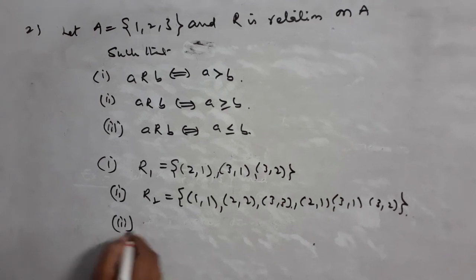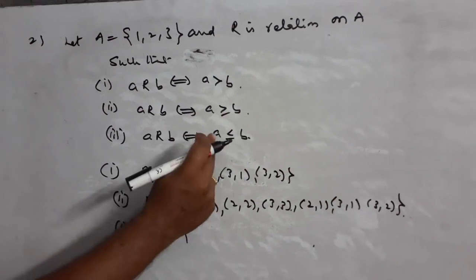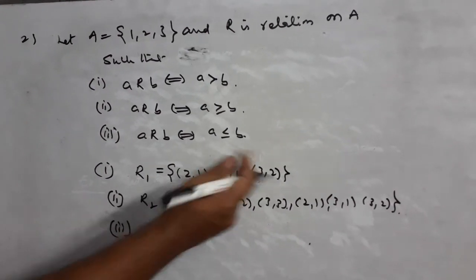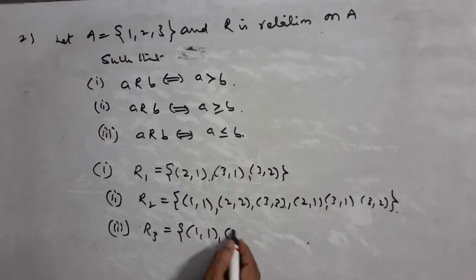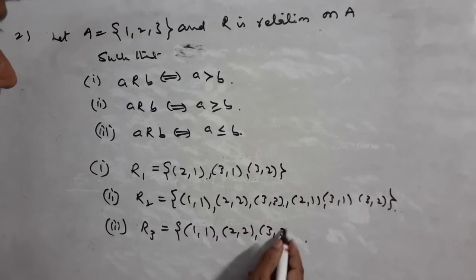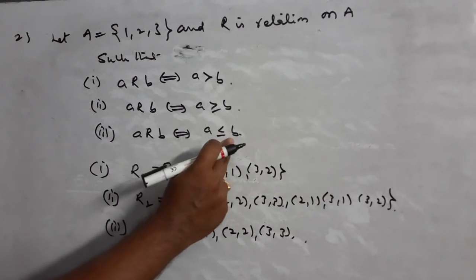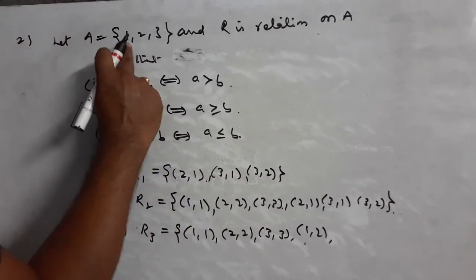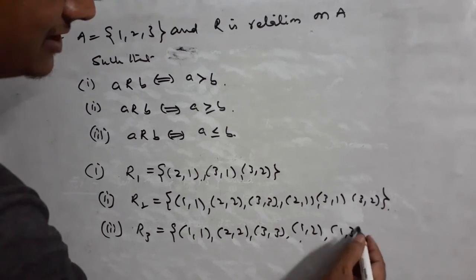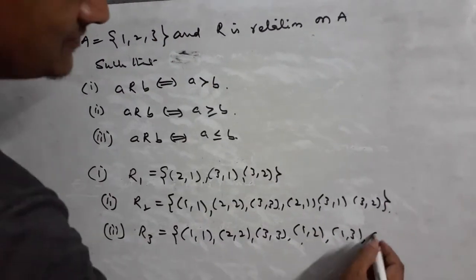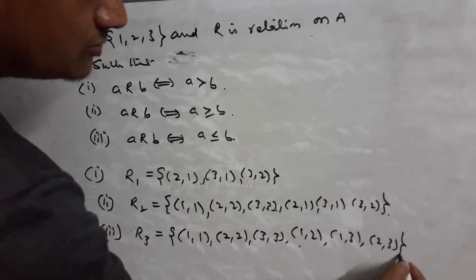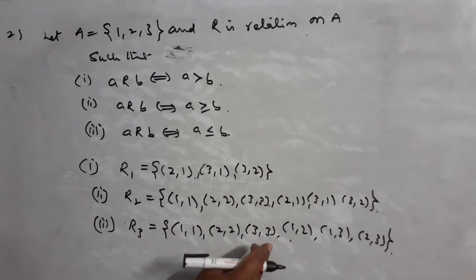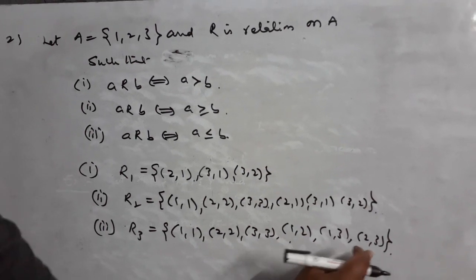The third one, R3: a is less than or equal to b. Equal means we get (1, 1), (2, 2), (3, 3). Next, less than means 1 is less than 2, so (1, 2); 1 is less than 3, so (1, 3); and 2 is less than 3, so (2, 3). So here we get these values: (1, 1), (2, 2), (3, 3), (1, 2), (1, 3), (2, 3).